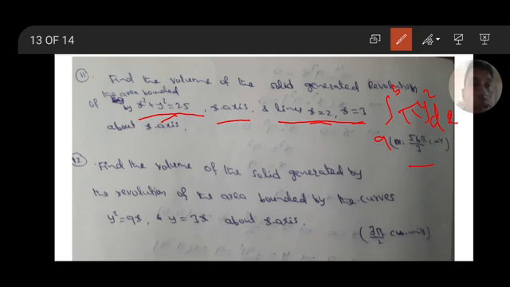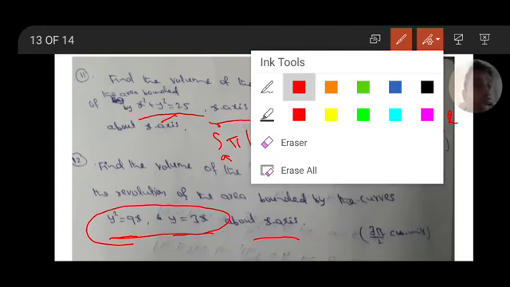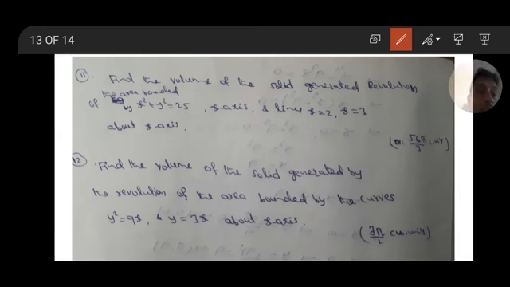Next, second question. Find the volume of the solid generated by revolution of the area bounded by the curves y square equal to 9x, y equal to 3x about x-axis. It is also the previous problem formula, integration a to b pi into y1 square minus y2 square dx. You have to first find the intersection points, then upper curve minus lower curve. Substitute in the formula integration a to b pi into y1 square minus y2 square dx.